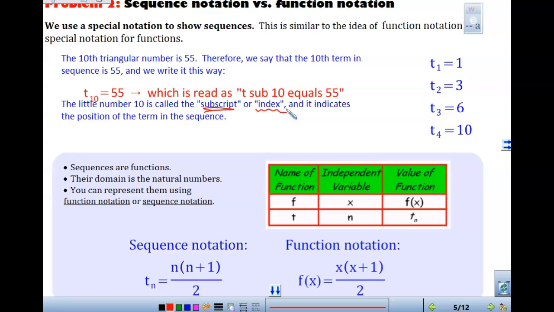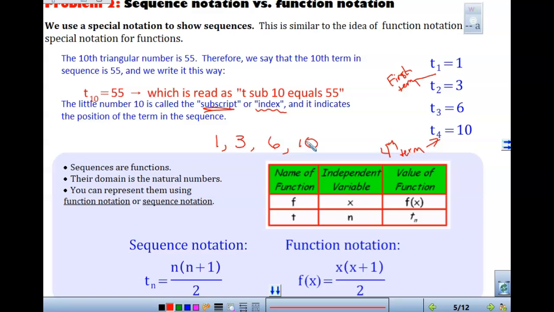So this is our first term, right? This one is telling us it is our fourth term in the sequence. So if I was listing it, I might have seen this list looking like this: 1, 3, 6, 10, right? That's what the sequence looks like. This is how we write it in this notation. So it's just a different way of thinking about it.